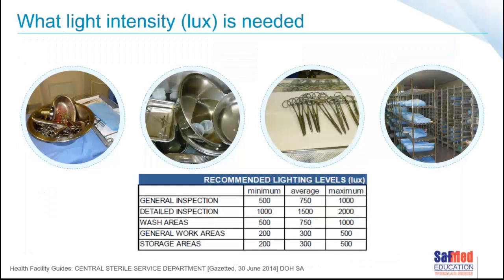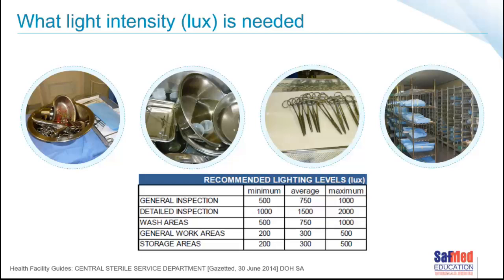So the Department of Health norms and standards for CSSD actually specify the minimum lux of light in these particular areas in the CSSD environment. Remember, we said earlier that if there's less than 1 lux of light, we actually won't be able to see anything. So let's look at the minimum amount of light as per the DOH required in each zone. They talk about the general inspection area, that you need a minimum of 500 lux of light. In the detailed inspection area, you need 1,000 lux of light.